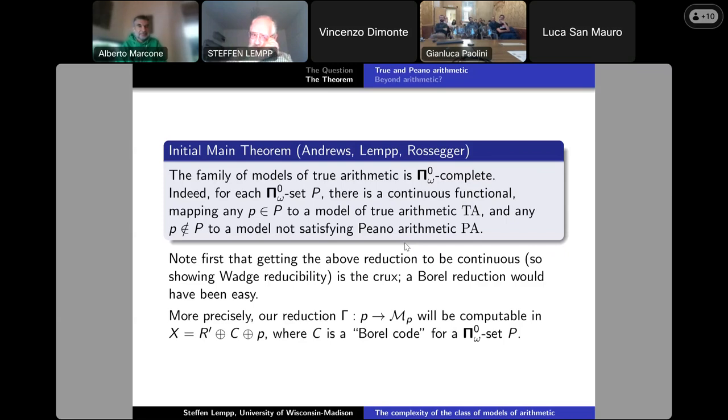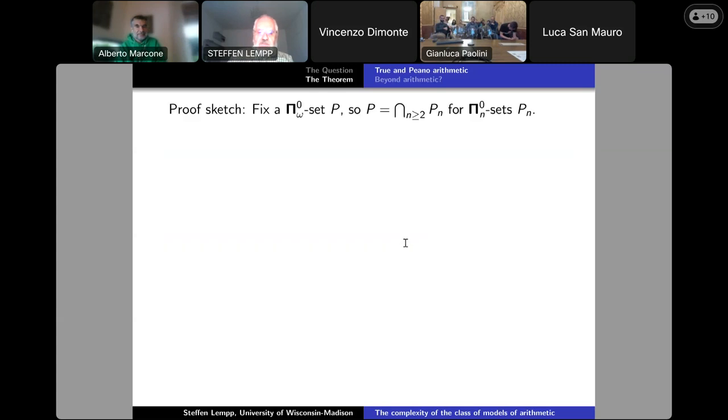More precisely, what we're going to do is build a reduction gamma, a Turing operator gamma, which maps P to M_P, and this Turing operator will actually be computable in R jump, join C, join P. P, of course, is part of the input. R jump is simply the jump of this enumeration of the Scott set. And C is what I'll call a Borel code, which I'll define on the next slide, a Borel code for this set P. Okay, so that's the plan. Now, if you have a computable operator which maps P to M_P, then this is going to be continuous, because even if it's relative to some fairly complicated oracles, it's going to give a continuous function.